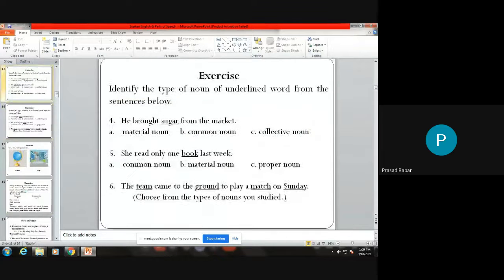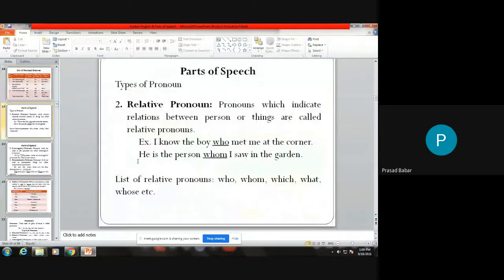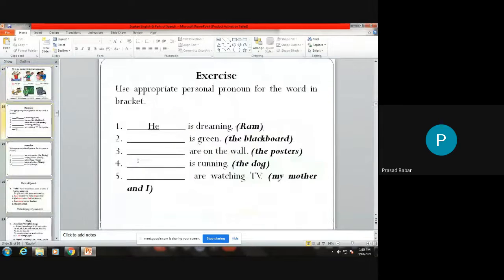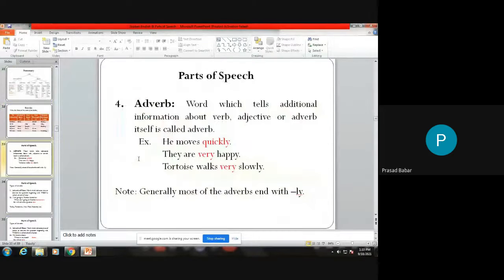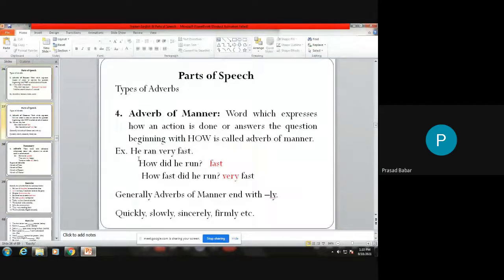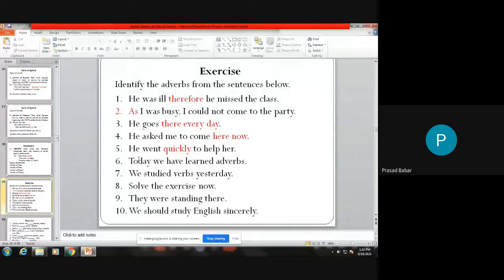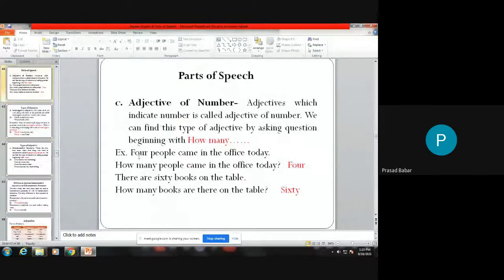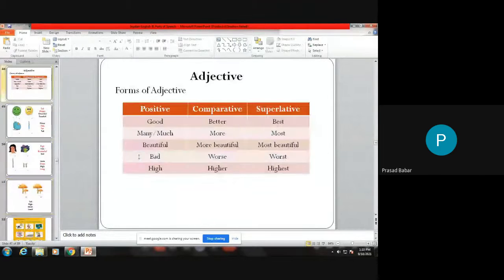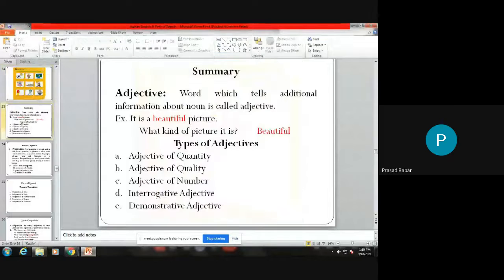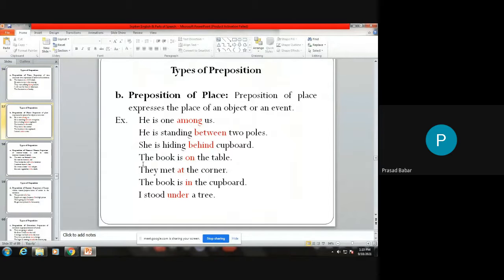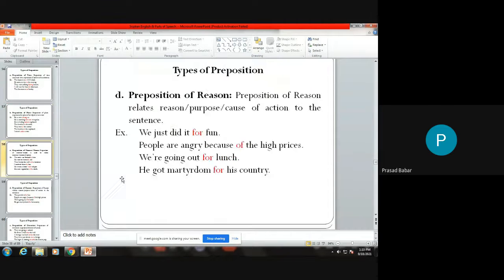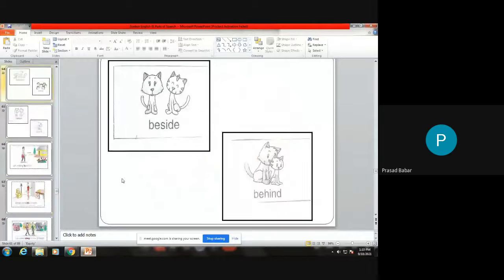In the last lecture, we discussed what a conjunction is. Conjunctions are the words which we use to join two words or two phrases or two sentences. And how many types of conjunctions are there? There are three types. First is coordinating conjunction, second type is correlative conjunction, and the third type is subordinating conjunction.